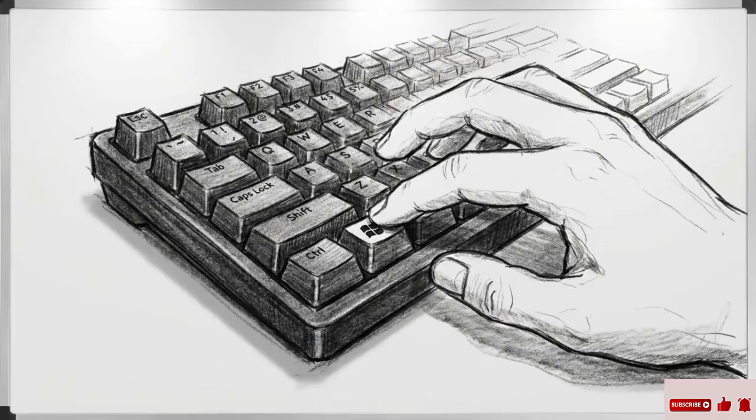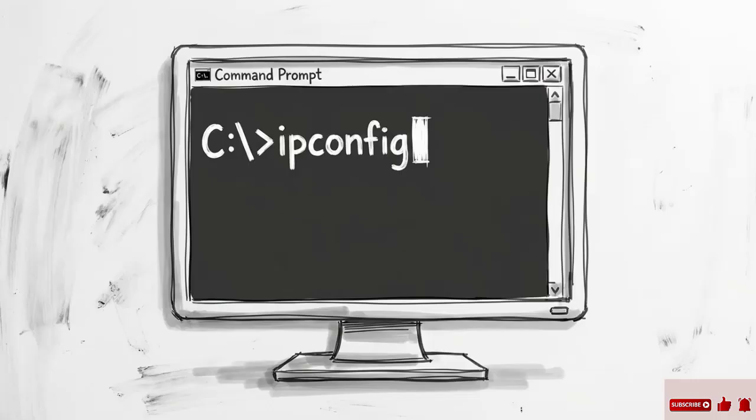Let's establish our local network baseline. Step 1. Open your Windows command prompt. Type the command ipconfig and press enter. This pulls up your system's current IP configuration.